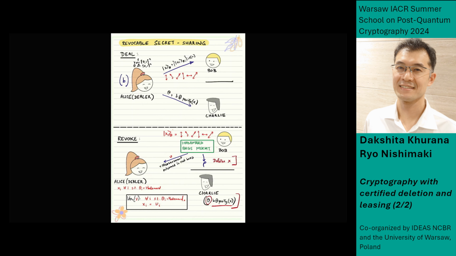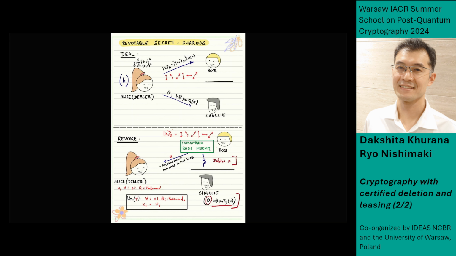Yeah, and Bob and Charlie, if they collect these two pieces of information, of course they can recover information B, because if we know theta, we can completely recover information X from this BB84 state. So we can compute this parity of X and get the B. So we can achieve the functionality of secret sharing by this scheme.